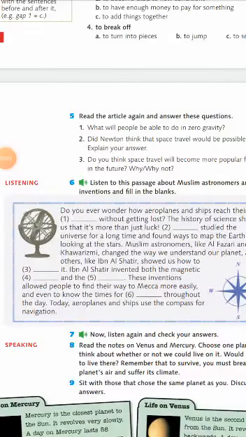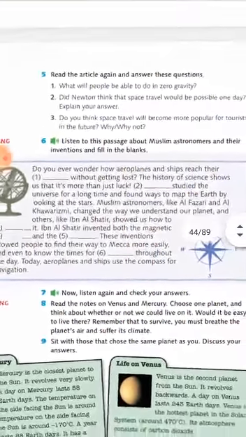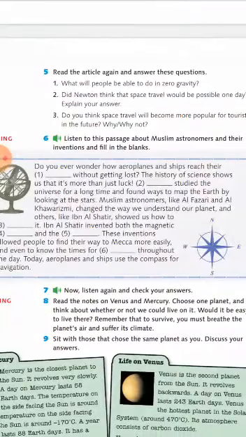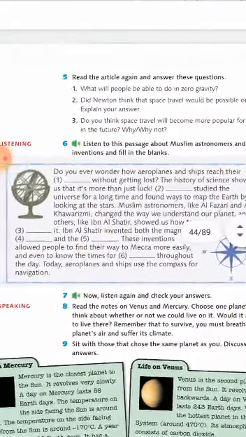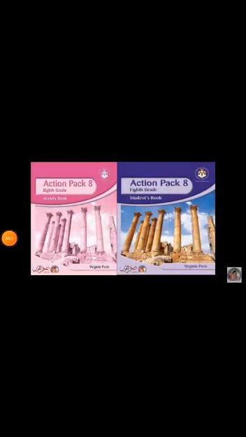Exercise number 6. Listen to the passage about Muslim astronomers and their inventions and fill in the blanks. So we will fill in the blanks by listening. Let's start listening. Side 2. Module 4, page 43, exercise 7.